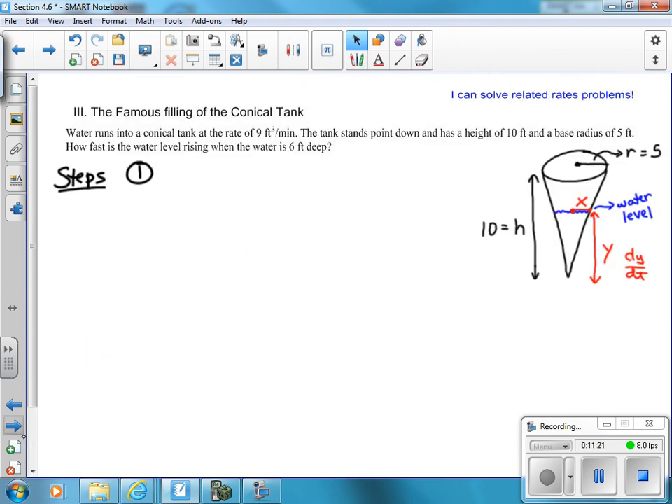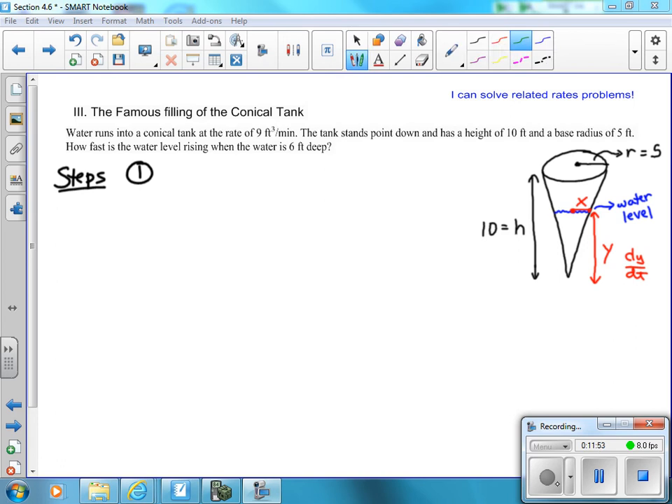Okay, the next problem is the conical tank. This is the one where people have the most fun. So we have water running into this tank at a rate, and that's a volume rate. The tank stands point down, which I don't understand. How does it stand up? But whatever. It has a height of 10 feet and a radius of 5 feet for the base, which is not really the base because it's on top. But anyway, how fast is the water level rising when the water is 6 feet deep?